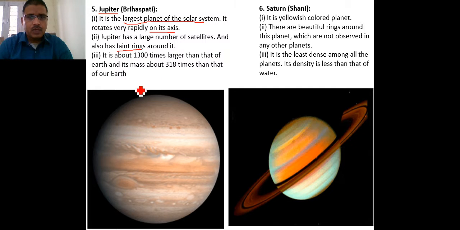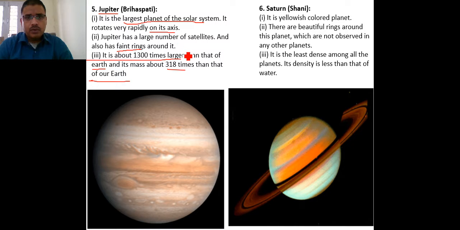We can see here there is a faint ring, and Jupiter is about 1300 times larger than the Earth, and its mass is about 318 times that of Earth. That means it is much heavier than the Earth. Now, this is all about Jupiter, which you have to remember.